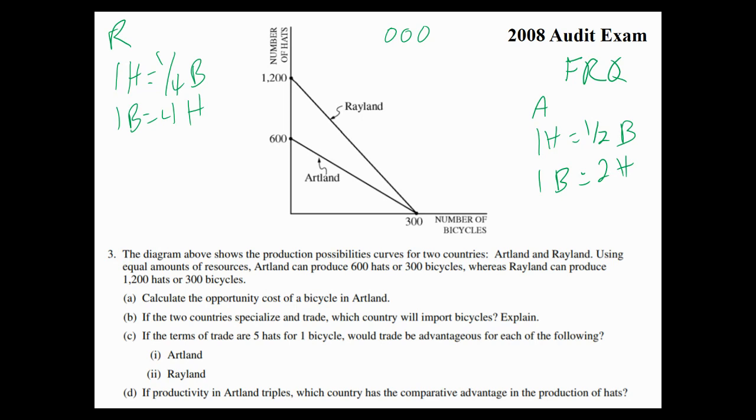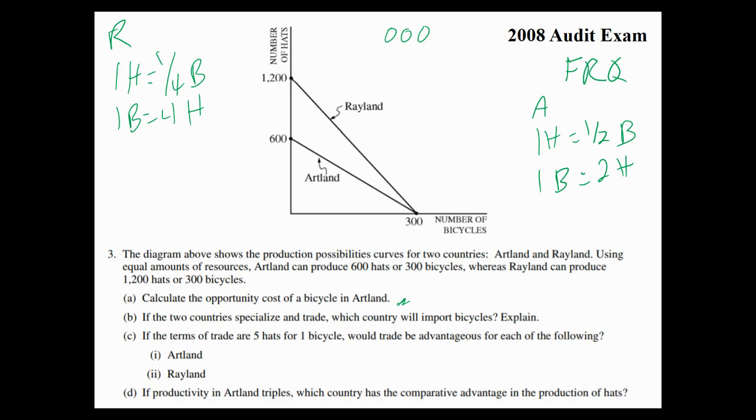Now they would give you spots on the test to answer all these, like blank pieces of paper, and you'd have to do all the math and label things inside of it. So it says calculate the opportunity cost of a bicycle for Artland, and Artland was here on the right. So for Artland to make one bicycle, they'd have to give up 2 hats. So you'd show the math here.